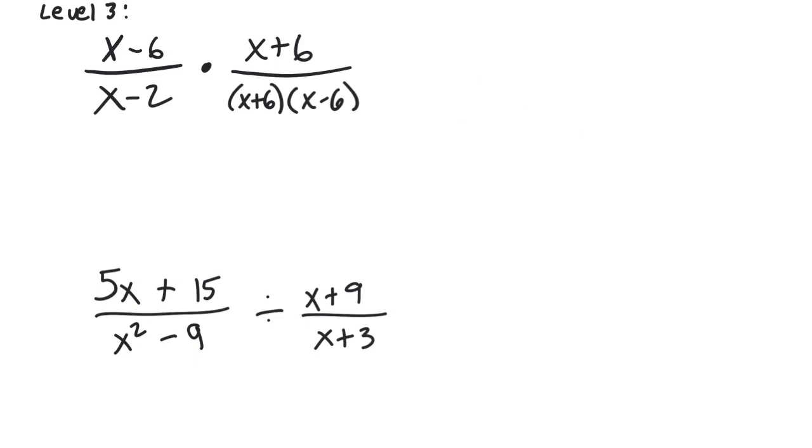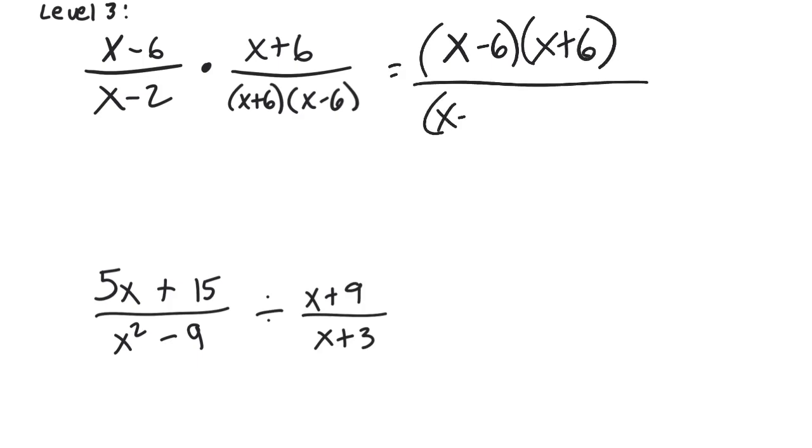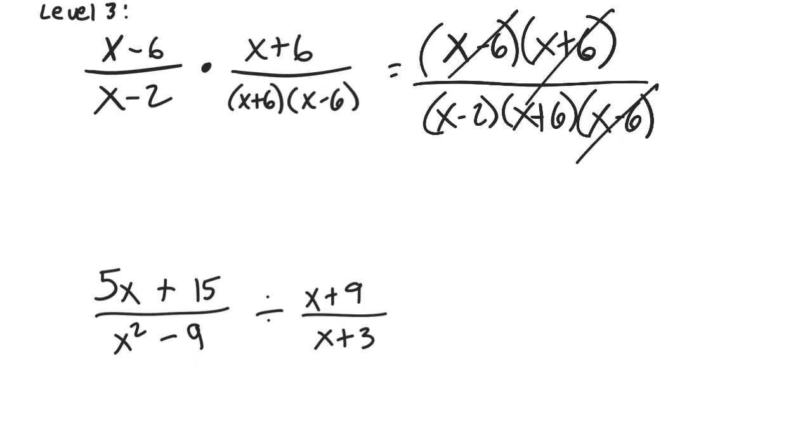Now we're just going to put everything together before we cancel anything. I can tell it's going to be easy to cancel, but I like to write it all together. So x minus 6 and x plus 6 on top. Then on bottom we have x minus 2 times x plus 6 times x minus 6. When we get to canceling, okay, I got x minus 6 and an x minus 6. They cancel each other out. I got an x plus 6 and an x plus 6. They cancel each other out. The only thing I'm left with is an x minus 2 on bottom.